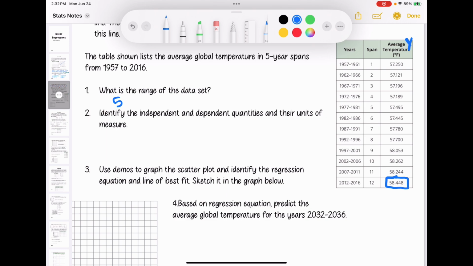So I'm going to take that value and subtract from it our lowest y value. Looking at your table, this is going to be your lowest y value. Then you just subtract those two and you get 1.327 degrees Fahrenheit.